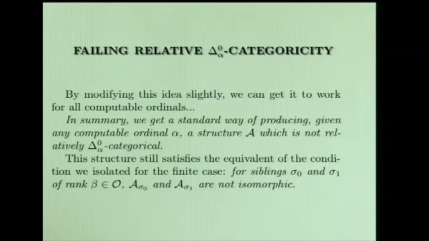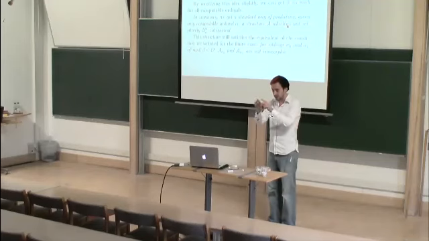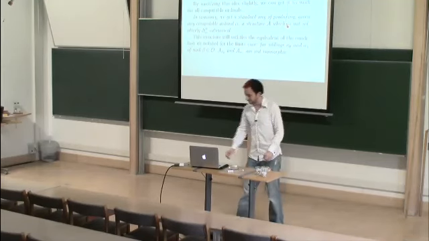And the structure that we get still satisfies the equivalent of the condition we isolated for the finite case. Okay? For siblings, sigma 0 and sigma 1 of rank beta, say, the corresponding substructures are not isomorphic. Okay, we get that fact. So again, it might seem a little bit weird, I'm putting that fact out, but we're going to use it later on. Basically, siblings give rise to non-isomorphic substructures. That's the fact.